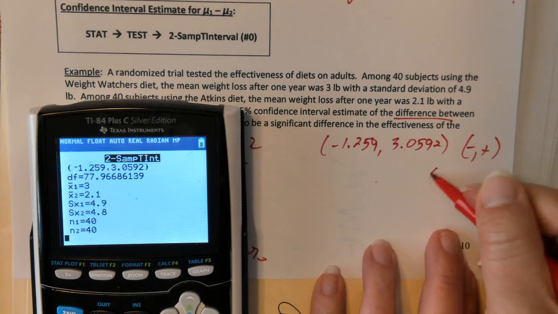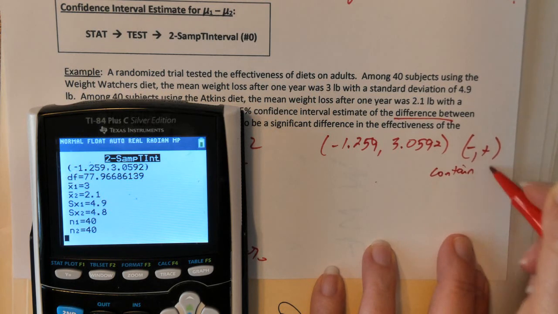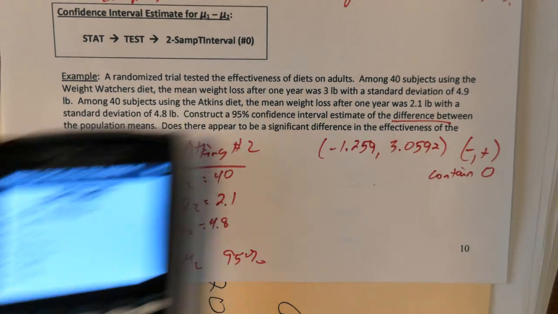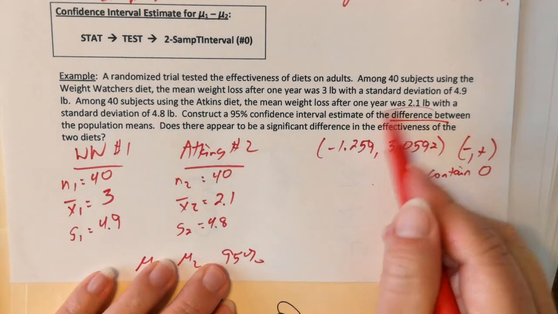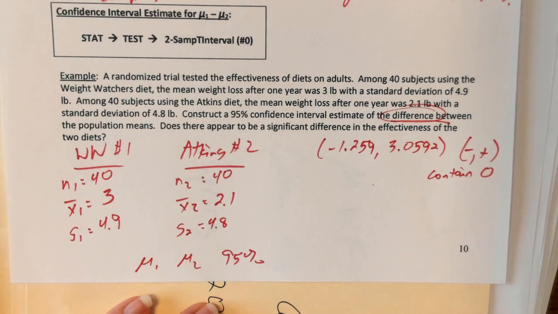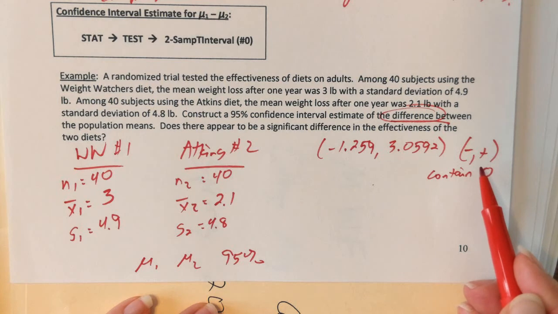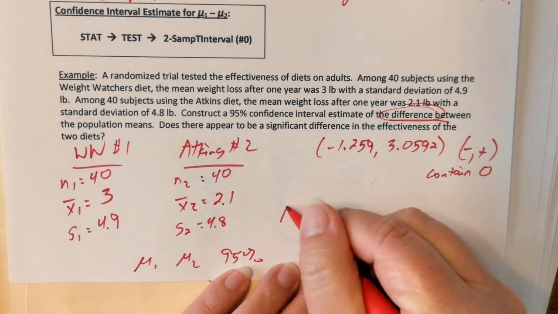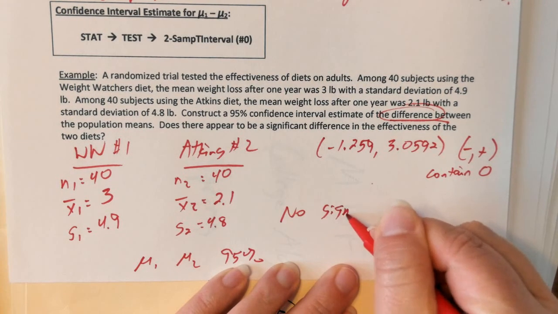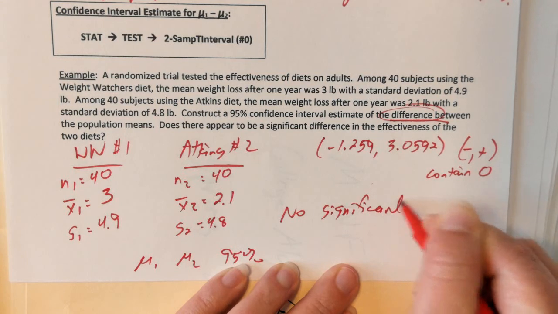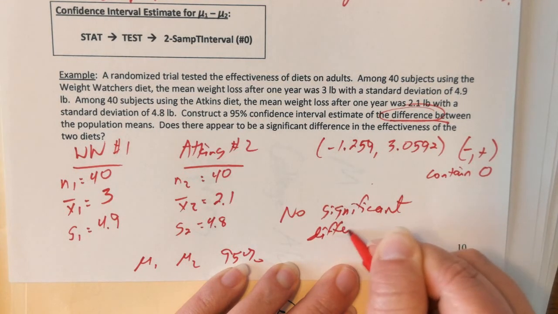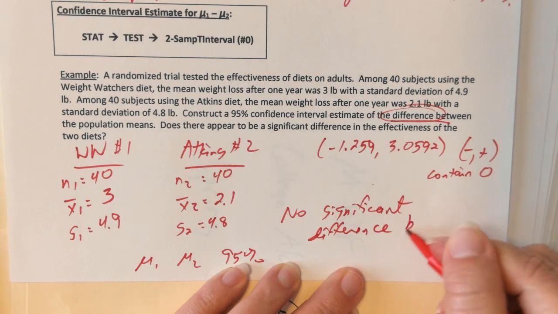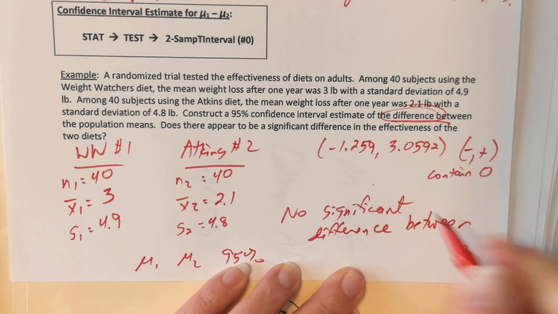Okay? So notice that interval goes from negative to positive, which means it does contain 0. Since it contains 0, that means the difference between the two weight loss groups could be 0. Well, if there's no difference, then that means you lose the same weight with either group. Okay? So there is no significant difference between the two groups, or between the two programs.